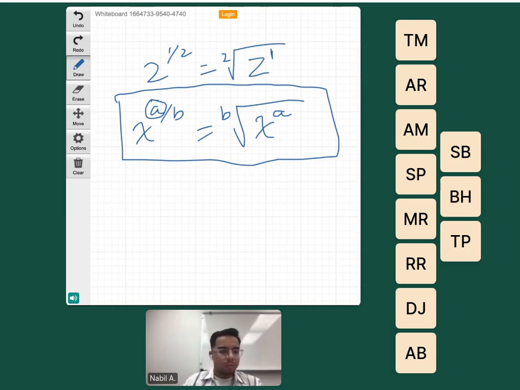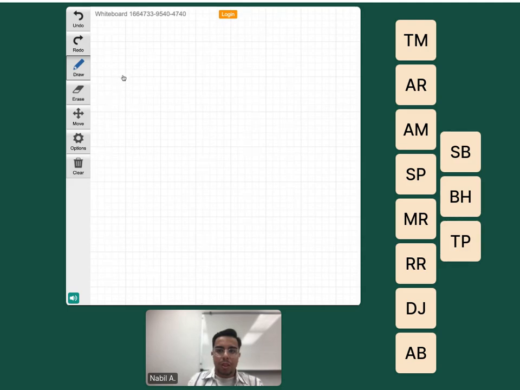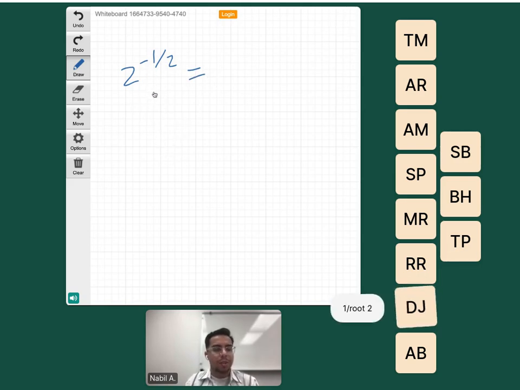Right. So then we also have this really tricky one here, and this will be the last exponent rule. 2 to the power of negative 1/2. How would you rewrite this? We have a fraction as our exponent, and it's also negative.